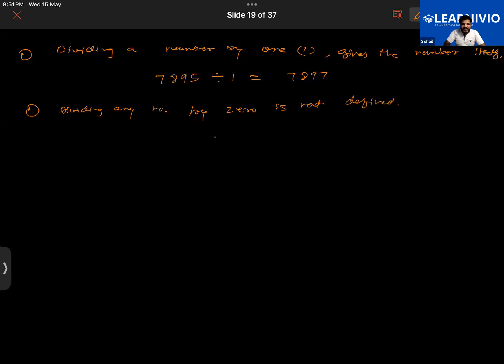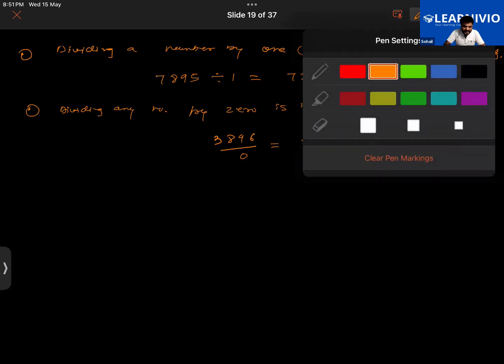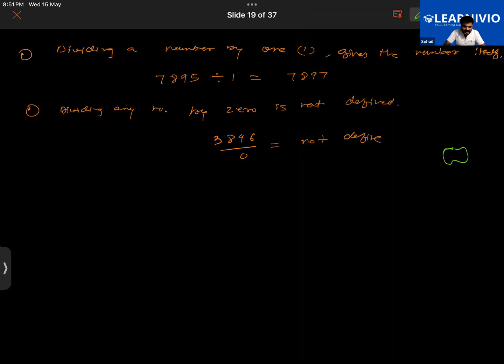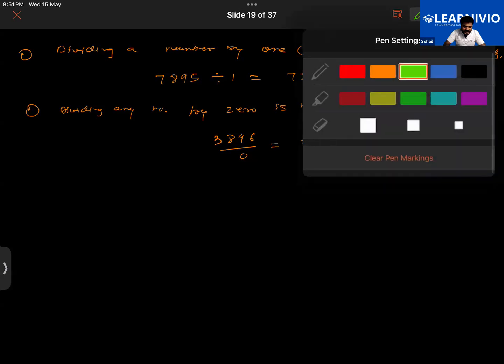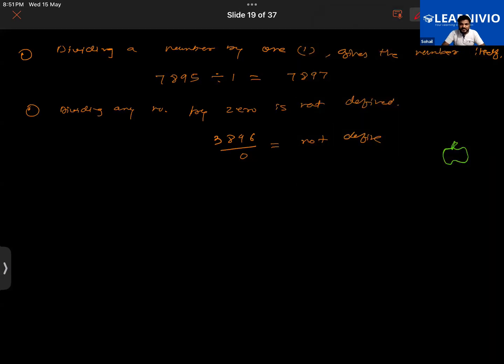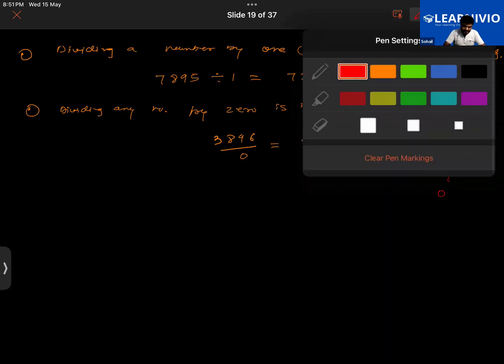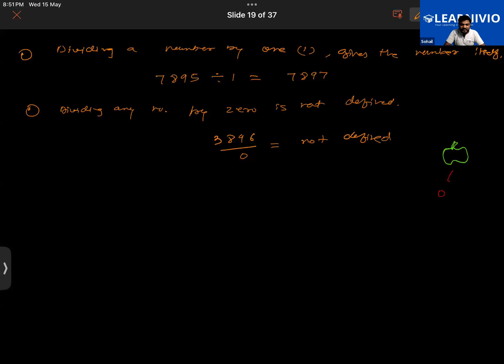For example, 3896 divided by 0. That is not defined. It's in the same manner that I give you an apple and if I were to ask you to divide it into two pieces, that would make sense. But if I ask you to divide this apple by 0, that won't make any sense. So hence division of any number by 0 is not possible, thereby it is said to be not defined.